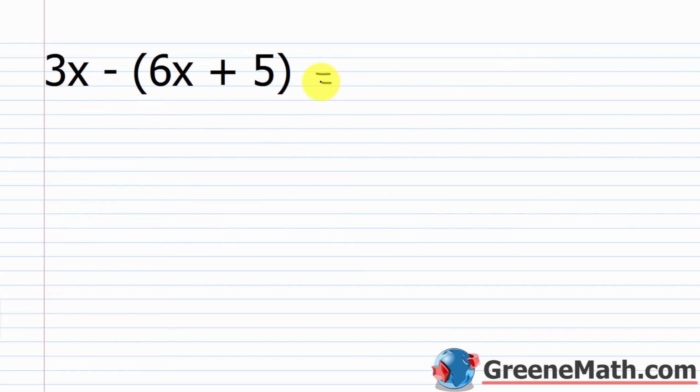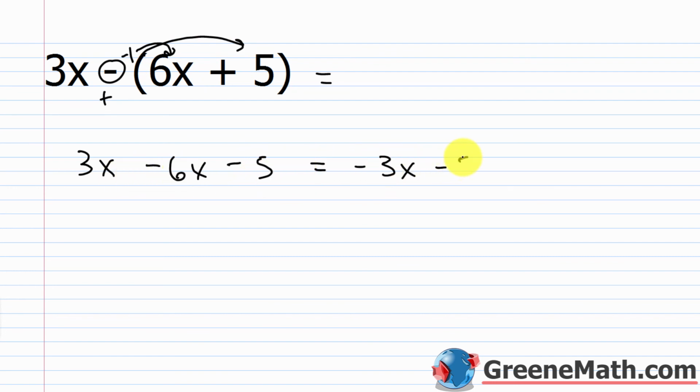So again, I'm going to change this to a plus, and then I can think about this as a plus negative 1, right? Each sign inside the parentheses is going to change. So I'm going to have 3x plus negative 1 times 6x is minus 6x, or I could drop the plus sign and just put minus 6x. It doesn't matter. And then negative 1 times 5 is minus 5. 3x minus 6x is negative 3x, and then minus 5. And there's your answer, negative 3x minus 5.